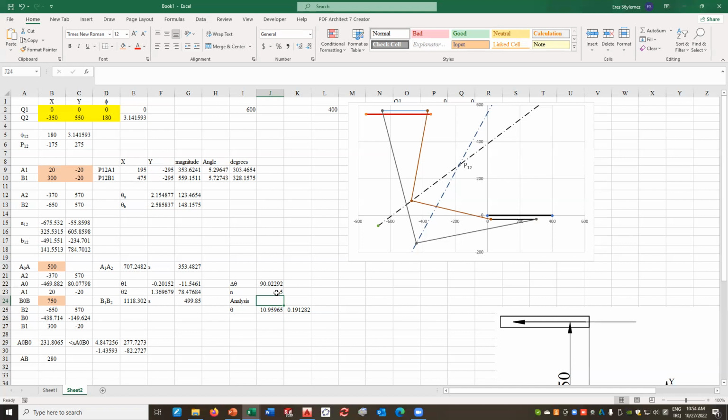Yes, any idea? I know all the link lengths. I have determined all the link lengths. I know A0A, I know B0B, I know A0B0, I know AB.